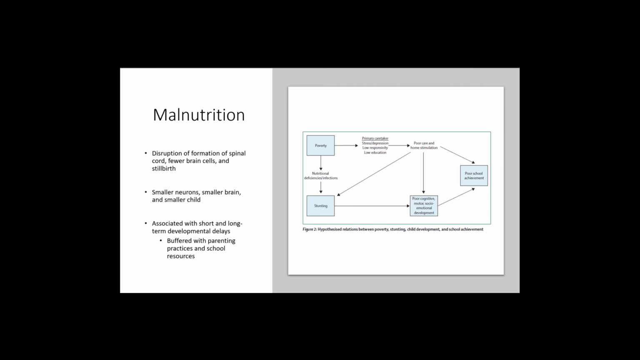So the association between malnutrition and short and long-term developmental delays is buffered by parenting practices and school resources. So certain parenting practices and school resources make the impact of malnutrition on development less severe or can completely negate that impact of malnutrition.